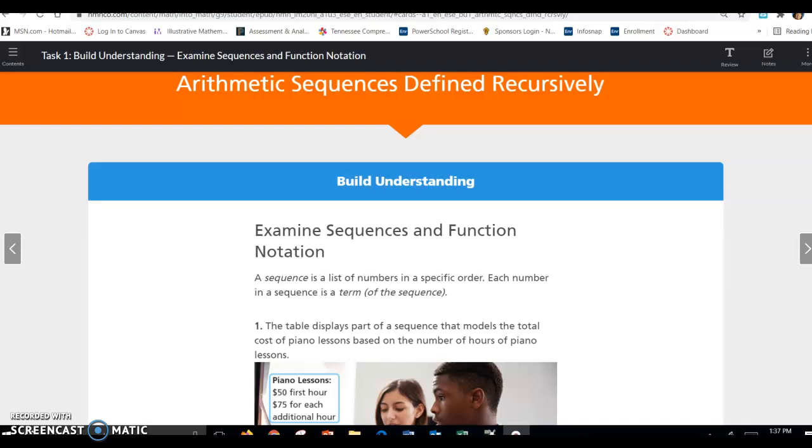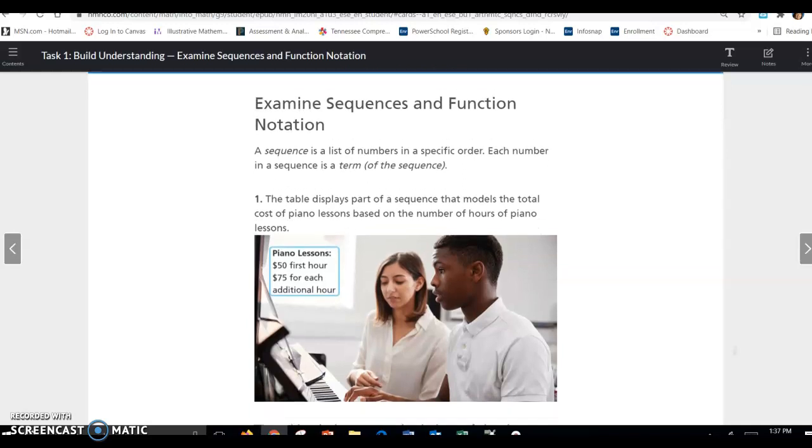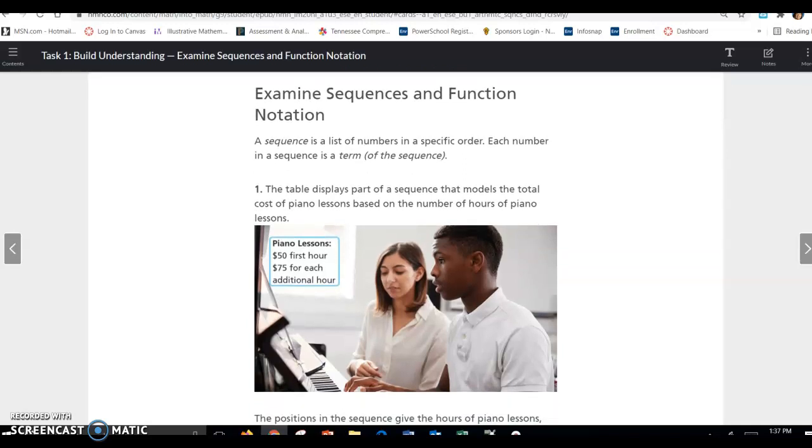Hey guys, today we're looking at lesson 7.1 and we're going to start with task 1. Arithmetic sequences defined recursively. This one says examine sequences and function notation. A sequence is a list of numbers in a specific order. Each number in the sequence is a term.